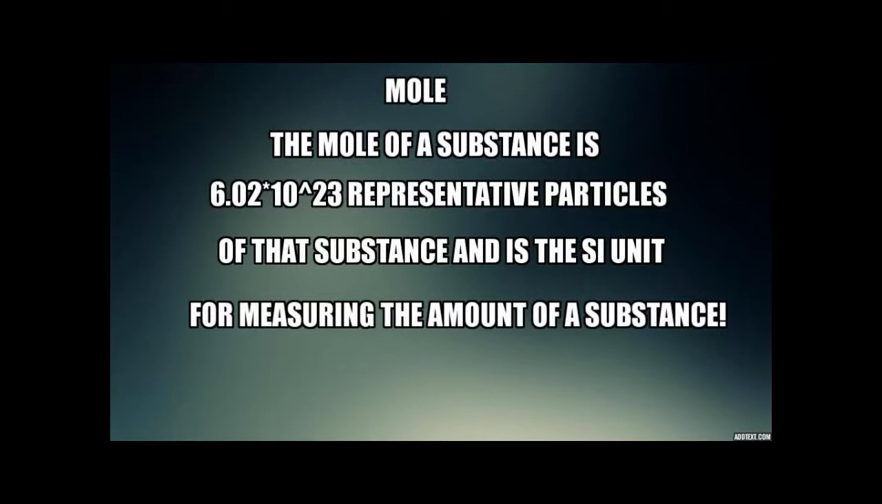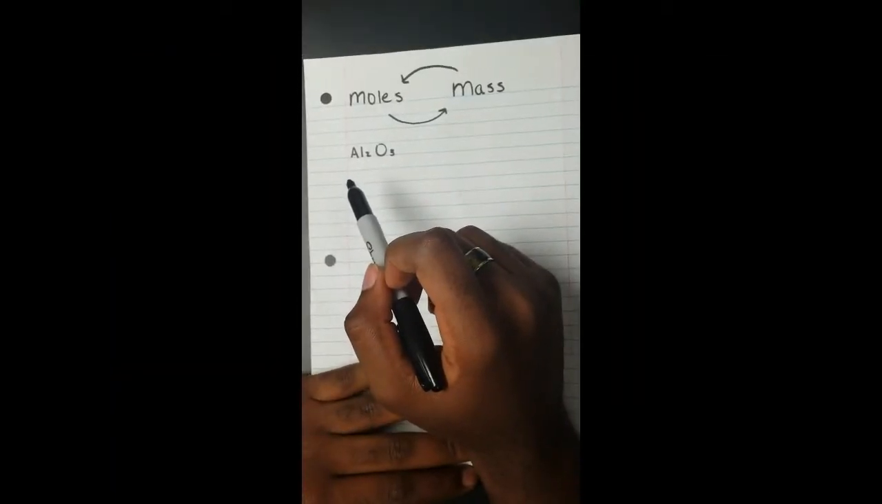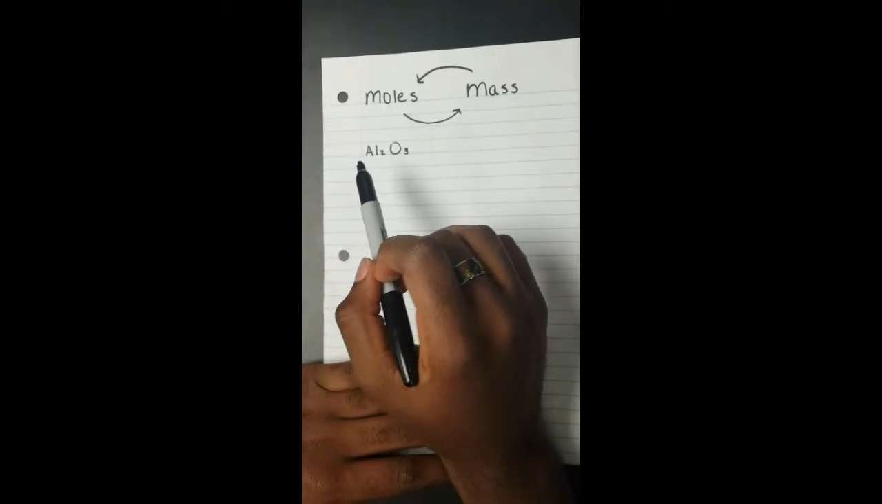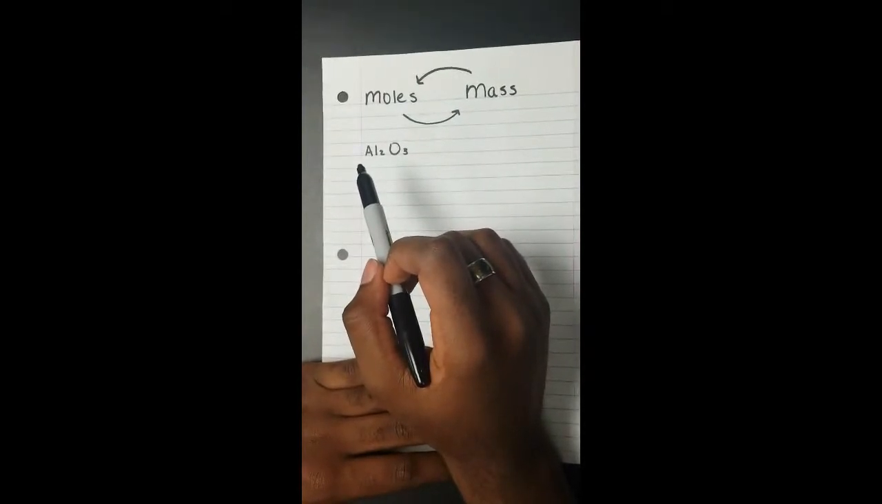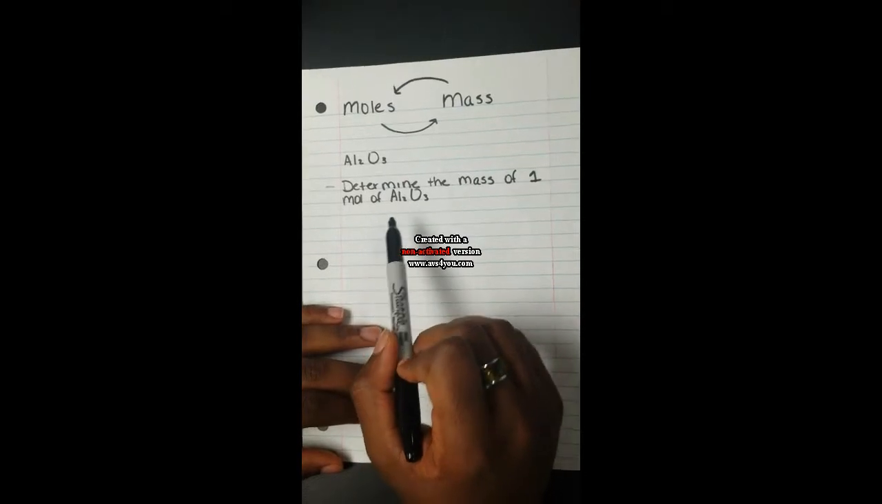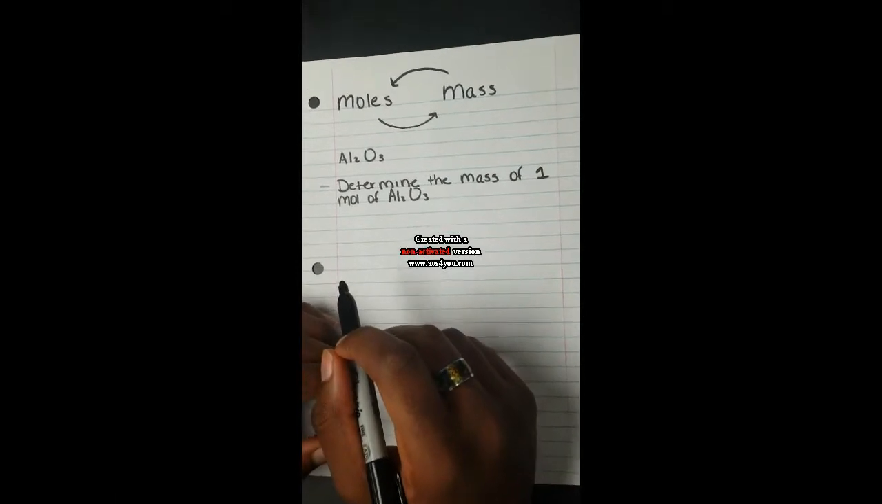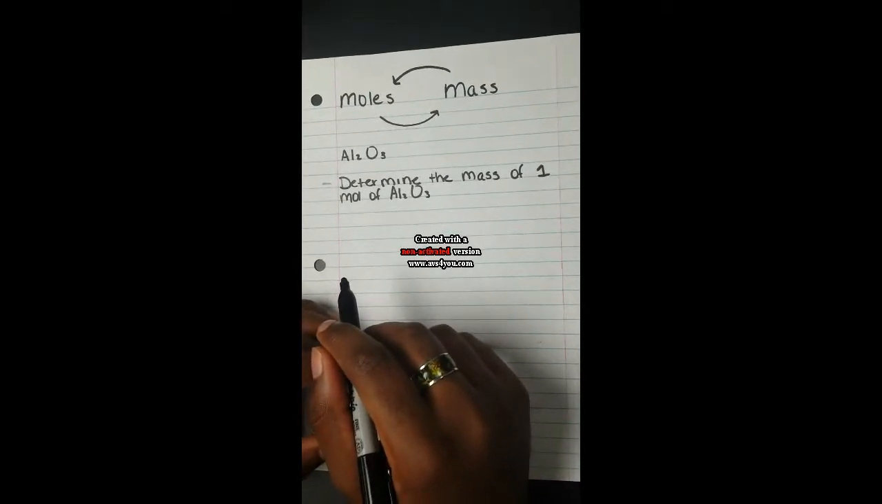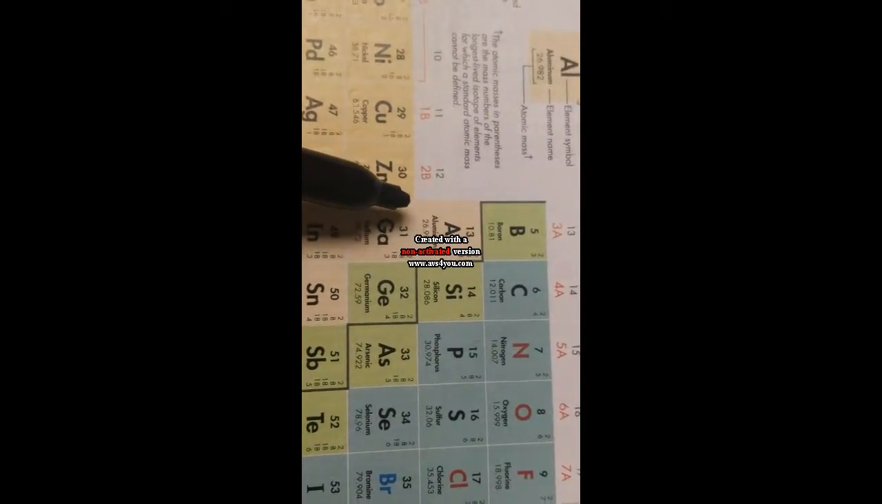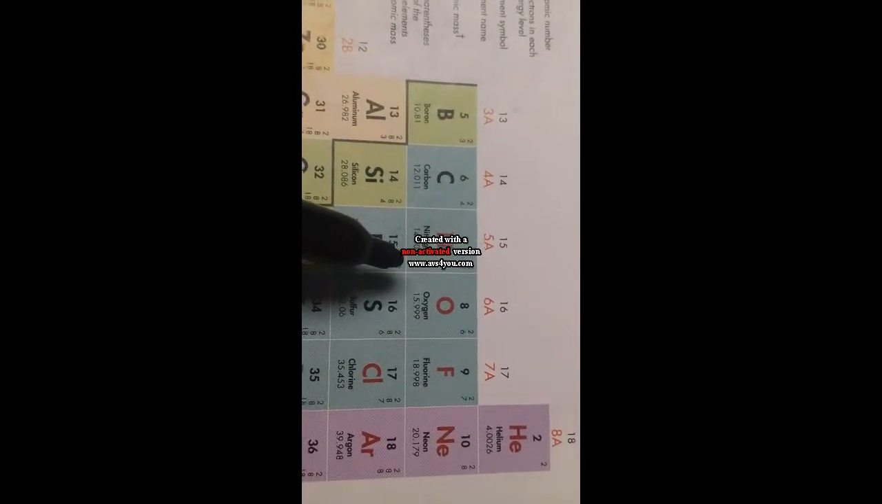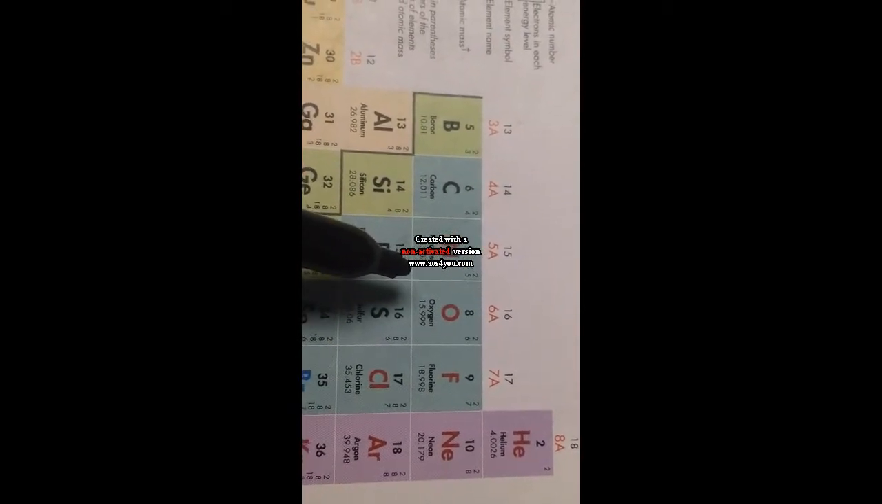A mole is 6.02 times 10 to the 23rd power representative particles of that substance and is the SI unit for measuring the amount of a substance. In this exercise, we'll be converting from moles to mass and vice versa. We'll be using Al2O3, also commonly known as aluminum oxide. The first step is to determine the mass of 1 mole of aluminum oxide. For that, we'll need to find the atomic mass of both atoms present: aluminum, which has a mass of 26.9, or rounded to 27, and oxygen, which has an atomic mass of 15.9, or rounded to 16.